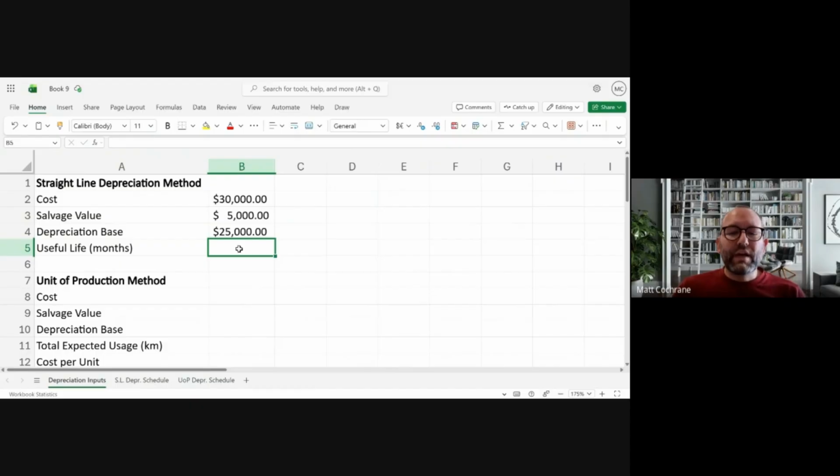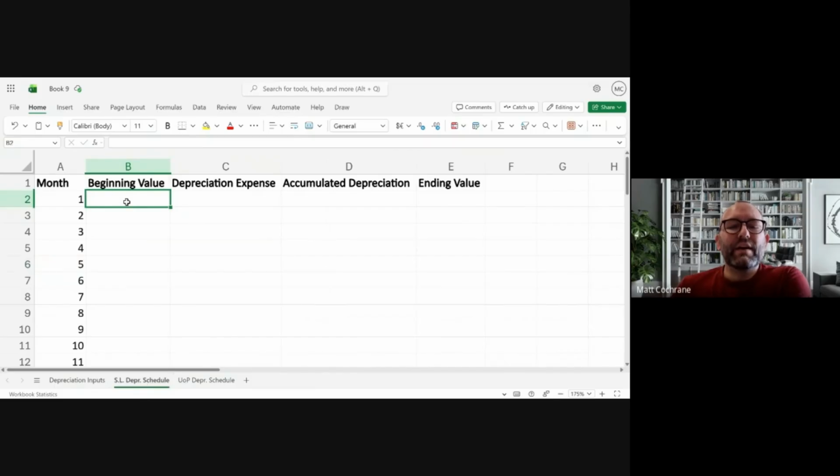The useful life can be calculated as the number of years. So in this case, we're going to say 5 years times the number of months per year, 12. So we've got 5 times 12, and that gives us 60. Okay, so these are the necessary inputs for us to be able to create our depreciation schedule.